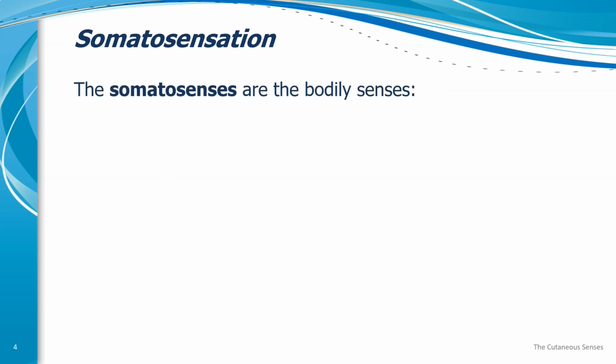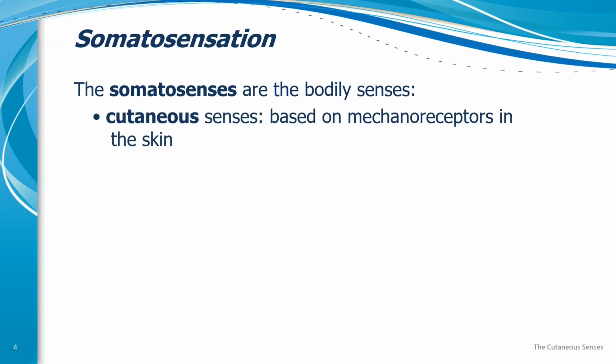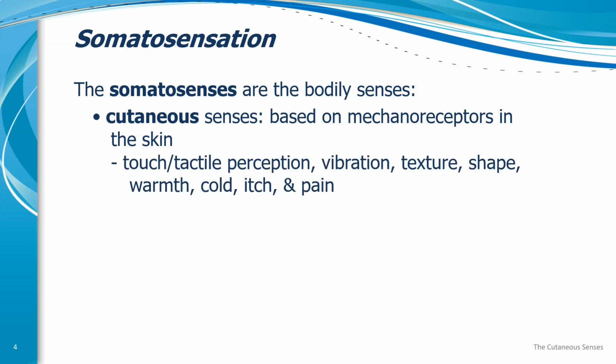somatosensation. Soma means body, so these are our bodily senses, which include the cutaneous senses. And the cutaneous senses are the ones that are found in the skin. And that includes touch and tactile perception, the perception of vibration, which, yes, does get separated out, texture, shape perception, warmth, cold. Yes, warmth and cold are separate. Itch and pain. Now, those might come as a bit of a surprise.